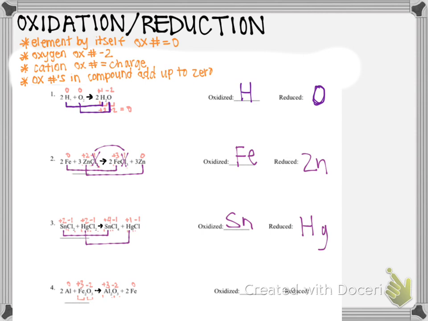To figure out what was oxidized and reduced, we look at what changed. Al went from 0 to +3, Fe went from +3 to 0, and O did not change. So aluminum went up, iron went down. Iron's oxidation number was reduced. That means iron was reduced, which means the other one, aluminum, was oxidized.